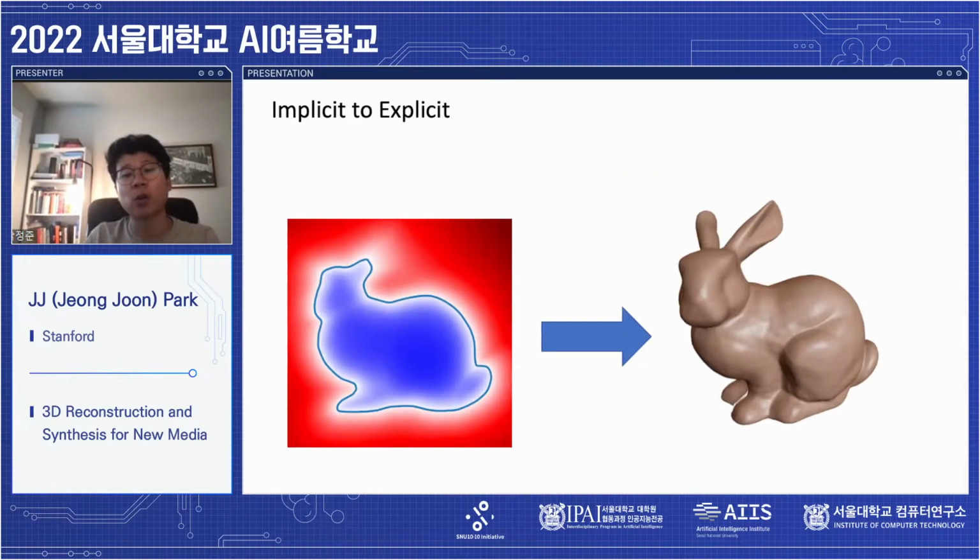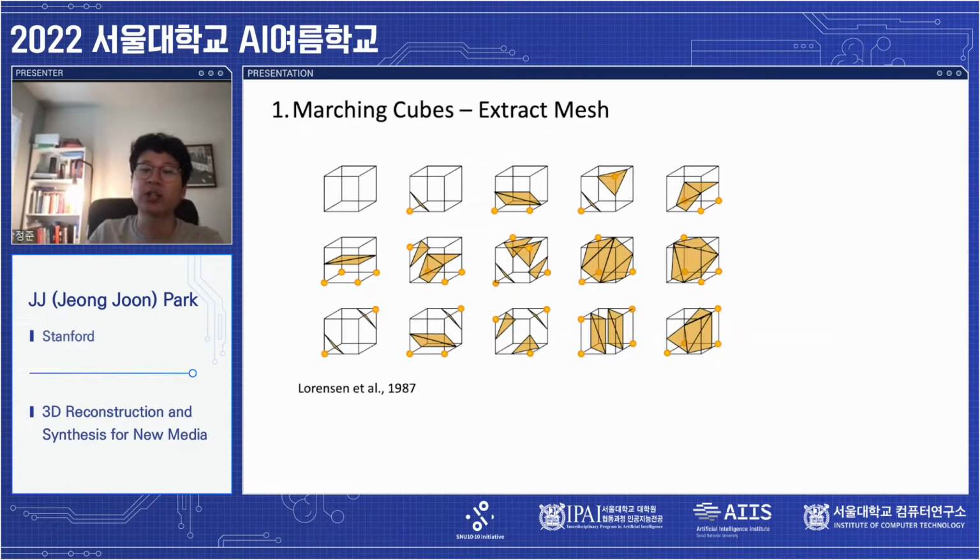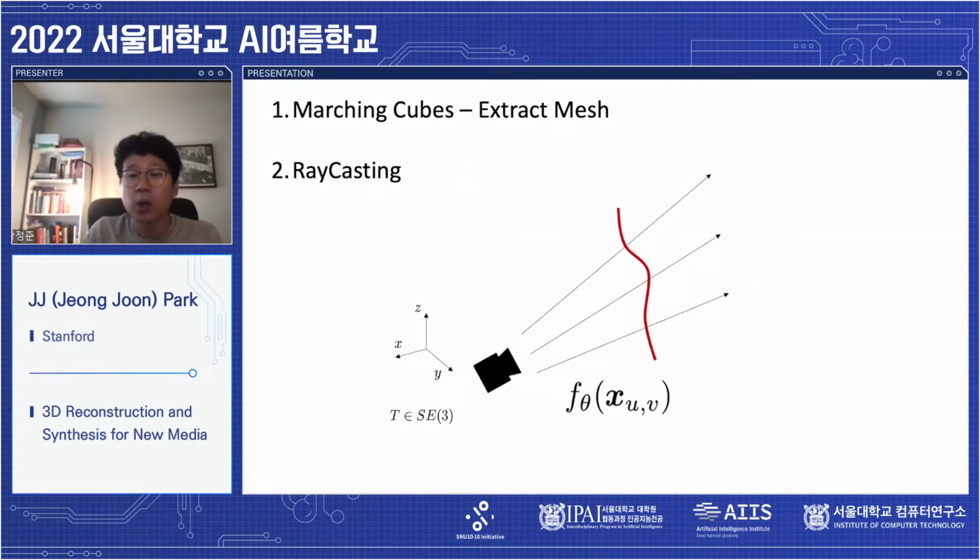And once the network learns this implicit surface, this can be converted into an explicit surface through the following two ways. First, we can extract a mesh from the implicit representation by conducting the marching cubes algorithm. Or we can shoot rays along the camera direction like this until it meets the zero crossing, and it renders a depth map from a particular viewpoint.